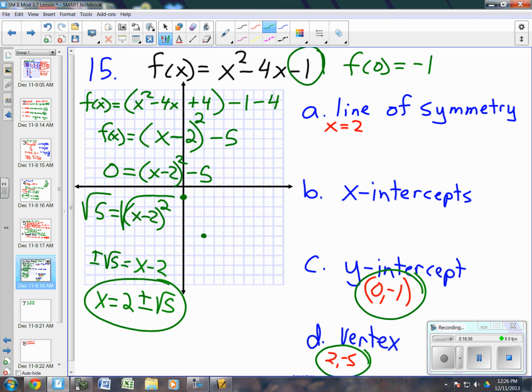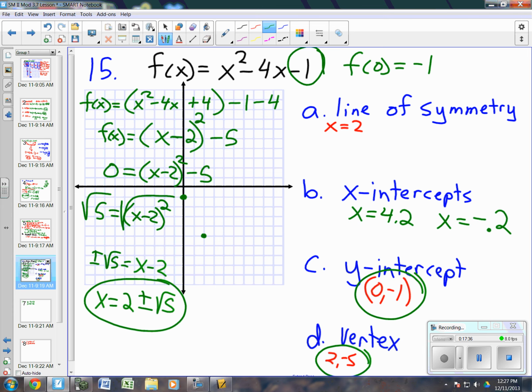Okay, now, I want everybody to put in their calculator 2 plus the square root of 5. Alex, please don't talk. 2 plus the square root of 5 in your calculator. Someone tell me what it is. What is it? 4.2? So x equals about 4.2 is one of my x-intercepts. And now go 2 minus the square root of 5. Negative. Is it, yeah, negative? Negative 0.2. Okay.